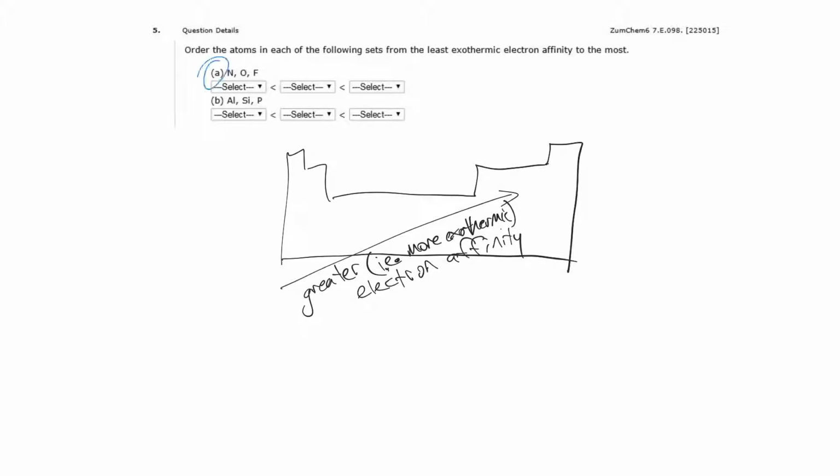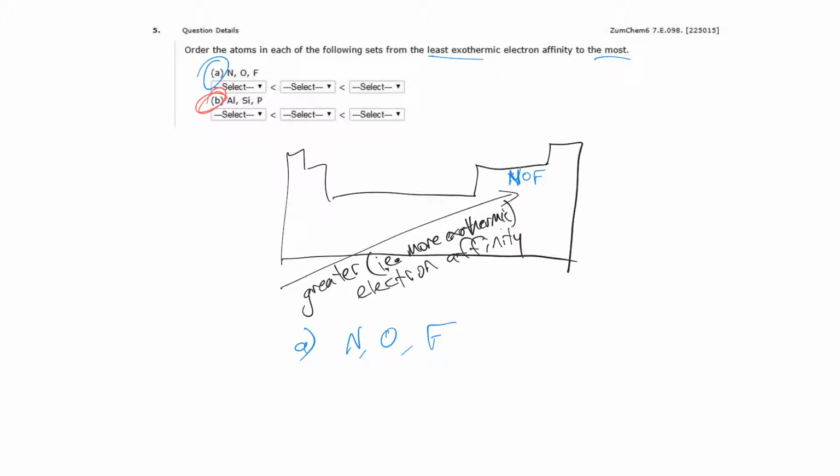So in part A, they want us to rank nitrogen, oxygen, and fluorine. And they're all in the same period, so just going from left to right, and they're asking from least exothermic to most, so that would be from anywhere in the lower left to anywhere towards the upper right. So nitrogen followed by oxygen followed by fluorine.